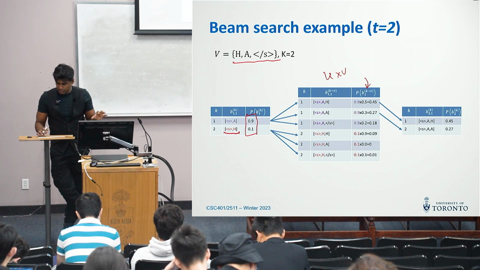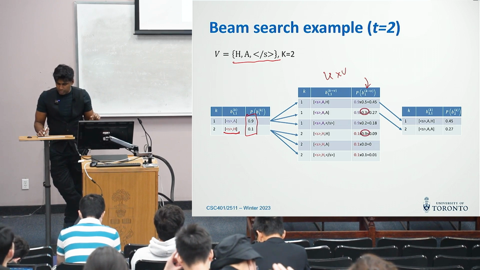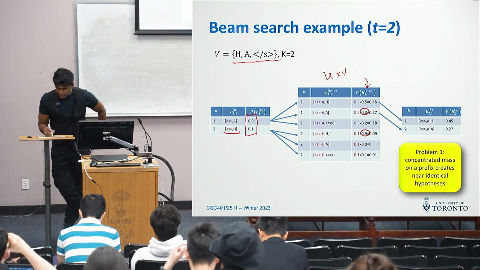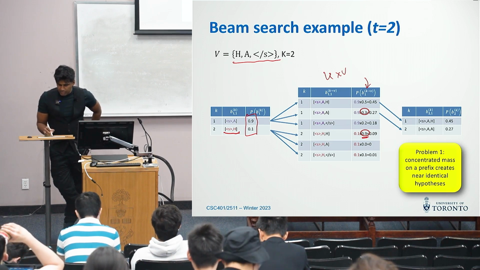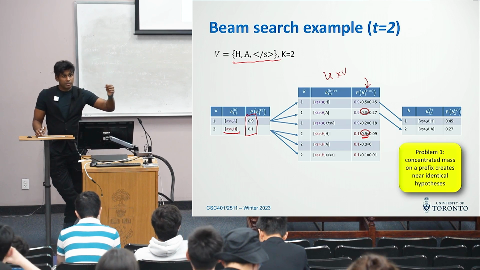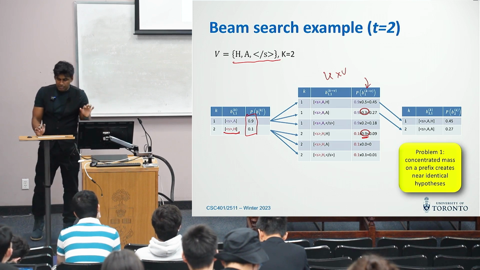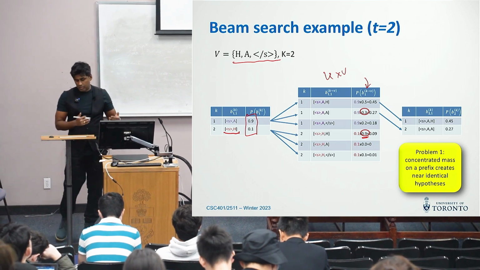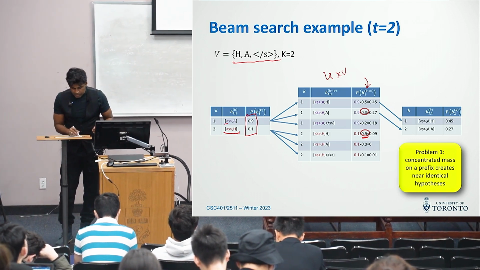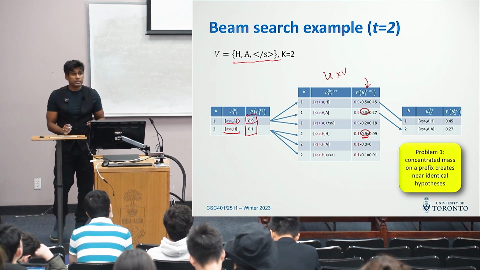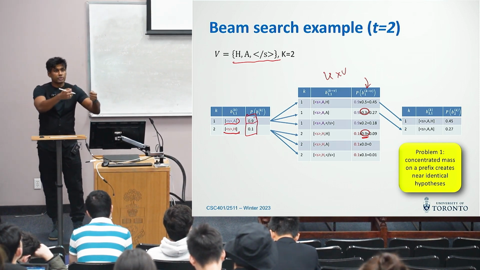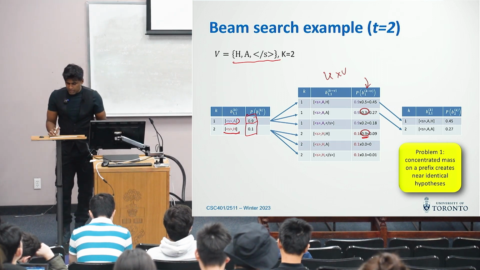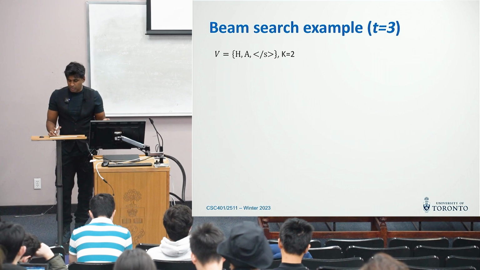Does that make sense? Now, notice that one problem is, even though this probability was really high, it did not come into our priority queue table because there's a concentrated mass on a prefix that creates near identical hypotheses. Because this guy over here at the beginning had a very high probability to start with, then we're seeing more of those prefixes or more of those partial translations. The others are losing out. All right.